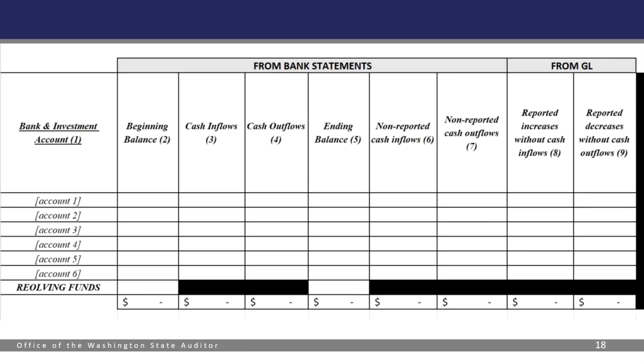Now we need to tell auditors that there are certain items which you did in your accounting system, or maybe that somebody outside of your government did for you, which you recorded as revenues and expenditures on your financial statements, but they did not have any effect on the bank accounts that you've already listed. Those go in columns 8 and 9.